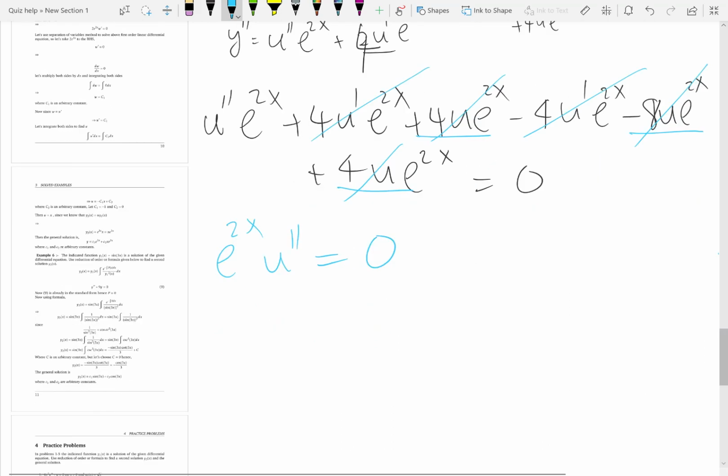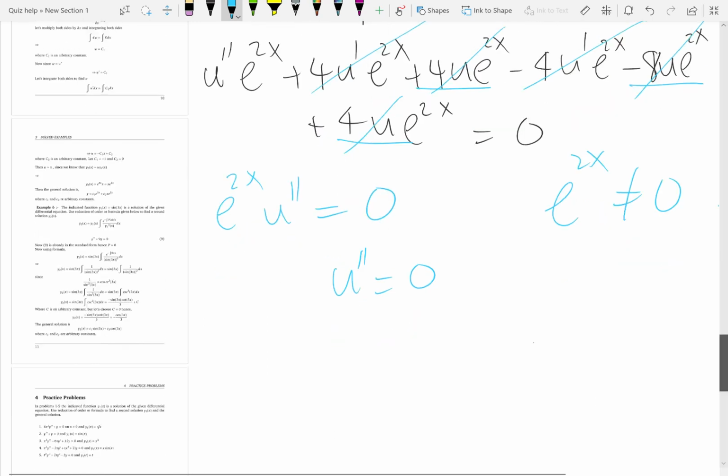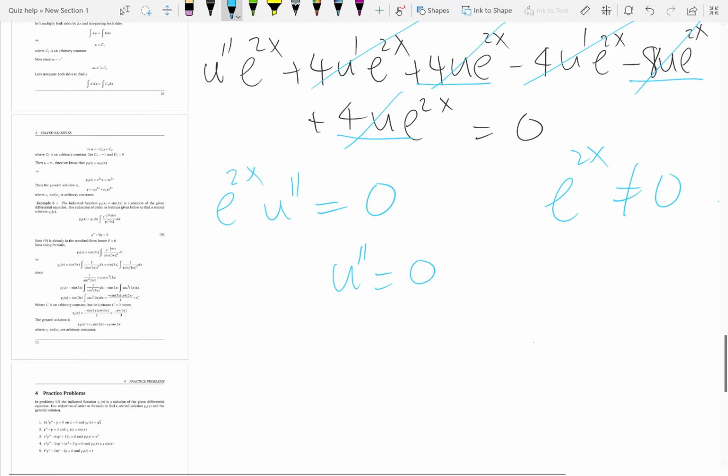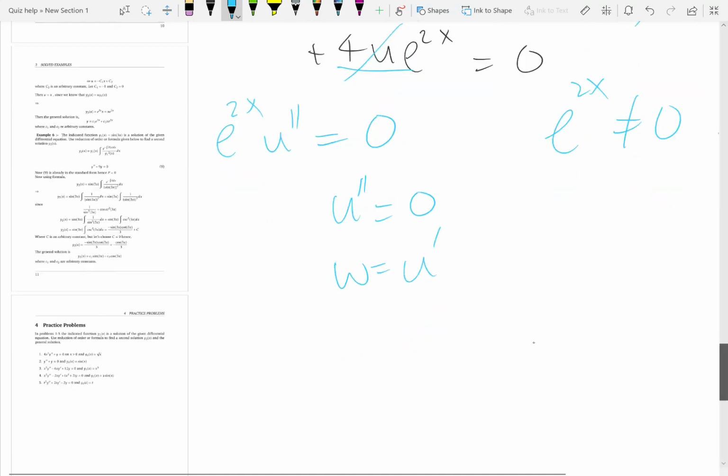What is the next step? Well, we can divide by e to the 2x, assuming e to the 2x is not 0. Of course, it's never 0. So u double prime is equal to 0 when we divide by e to the 2x. Then we make a change of variables. What is it? w is u prime. So if w is u prime, u double prime is w prime. So the equation actually is w prime equal to 0.